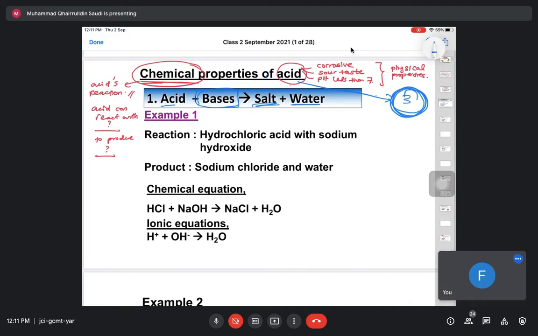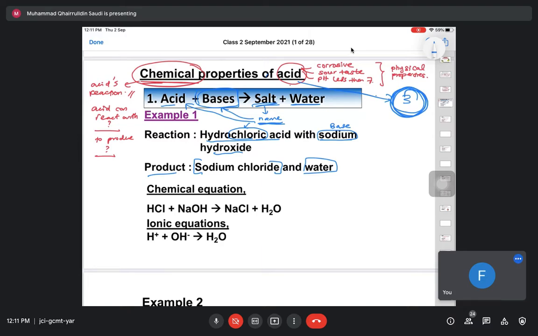For example, hydrochloric acid can react with sodium hydroxide. So, sodium hydroxide is a base. And what will you get? You will get sodium chloride and water. So, salt ni ada name dia. How can you know the name of the salt? It depends on the name of acid and base. So, if you react hydrochloric acid and sodium hydroxide, you will get sodium chloride and water. Okay, this is the chemical equation.